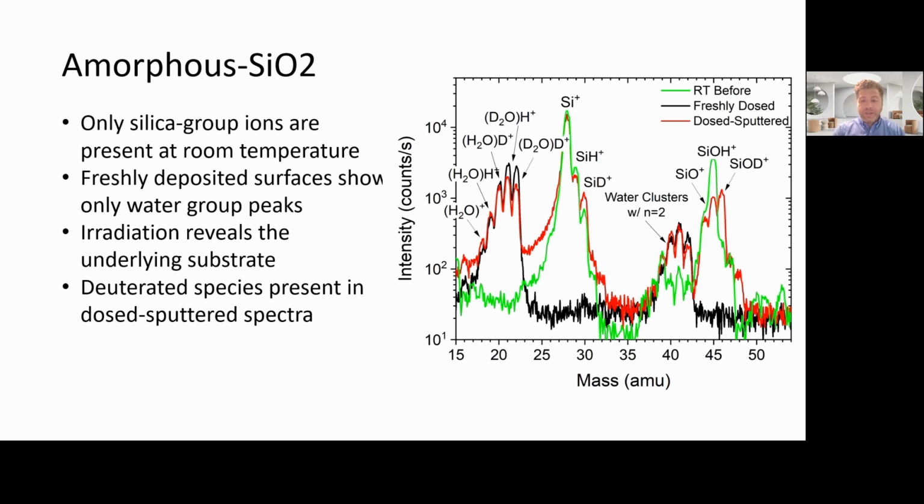After irradiation, we then see a mixture in the red spectra here, a mixture of the water group ions as well as some of these silica group ions that are appearing once the substrate is exposed due to sputtering. In particular, we see a large component of SiOD+ forming in those dose sputtered spectra, suggesting that there is actually a chemical reaction occurring between the deposited D2O+ and the irradiated Si surface. Next slide.